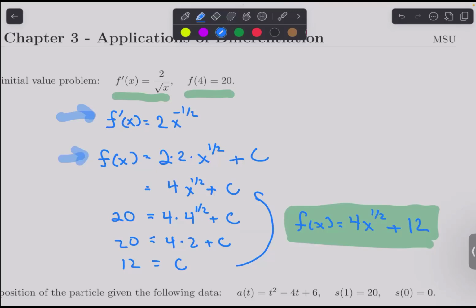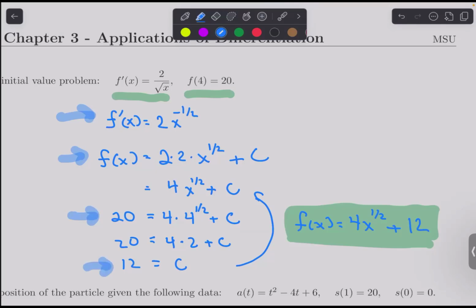Of course, I want to find a very specific c, so that if I plug in 4 into my function, I should get out 20. So if I plug in 4 for x, my output in that case should be 20. Notice I did do a little bit of simplification. 2 times 2 is of course 4. And then I plugged in 4 and got out 20. So in order to make that a true statement, I needed my c to be equal to 12.